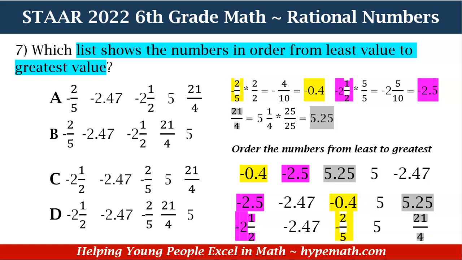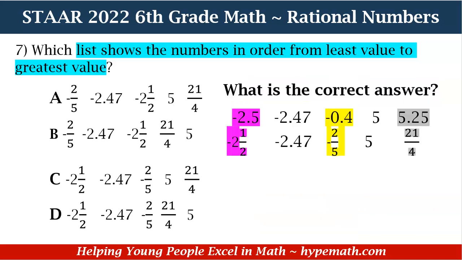Now we can move to our positive numbers. They are 5 and 5.25. So our list, when we order numbers from least to greatest, will be -2.5, -2.47, -0.4, 5, and 5.25. And what I did was I put the fractions at the bottom, and they're highlighted and coordinate with the decimals so we could remember what those decimals were in fraction form, okay? Especially since our answer choices still have the fractions.